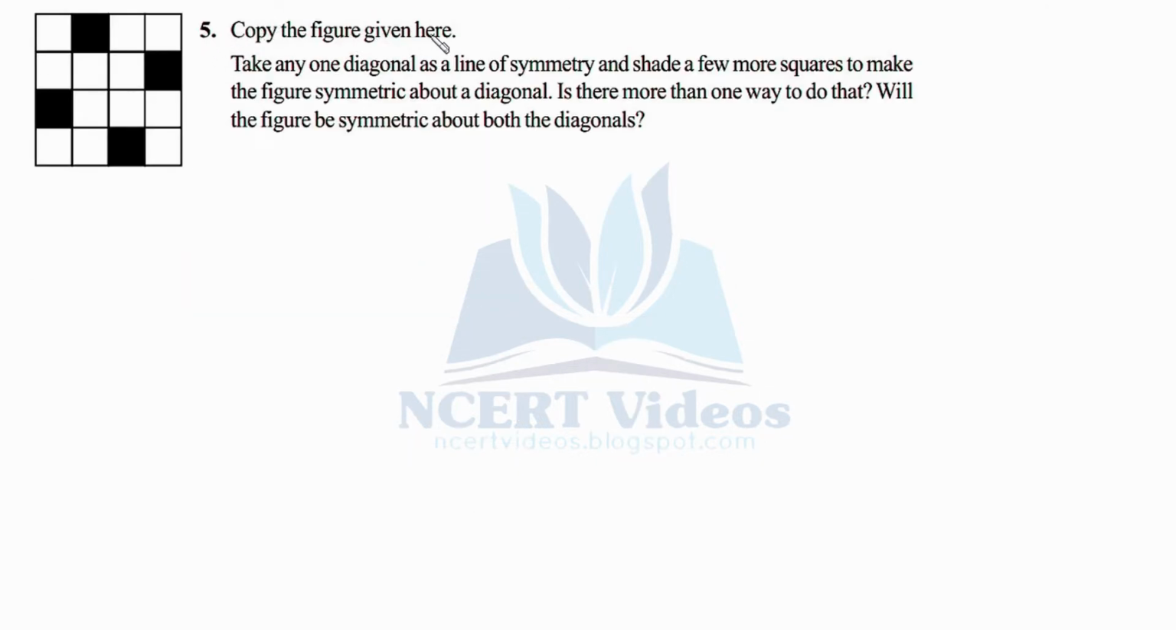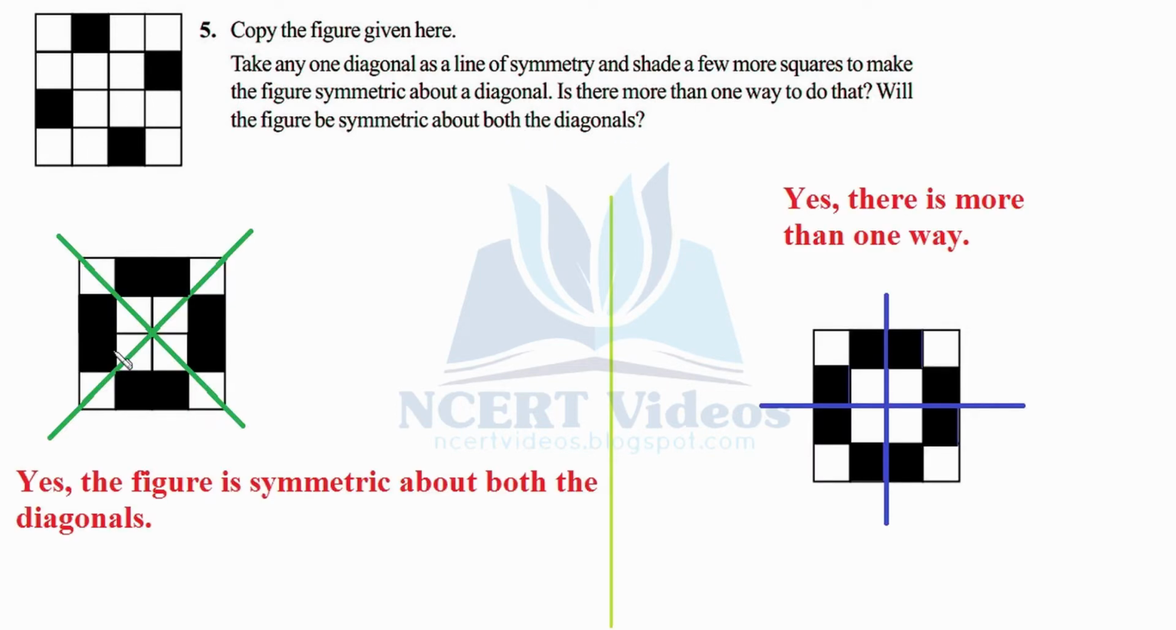Copy the figure given here. First copy it. Take any one diagonal as a line of symmetry and shade a few more squares to make the figure symmetric about a diagonal. Is there more than one way to do that? Will the figure be symmetric about both the diagonals? So we have to check it. In this question, we have to take a diagonal and we have to make the figure symmetrical about the diagonal. So what is a diagonal? You know this, connecting opposite vertices. So this is one diagonal, this is another diagonal, and initially we have this figure.